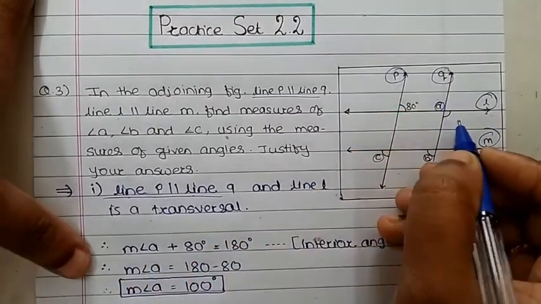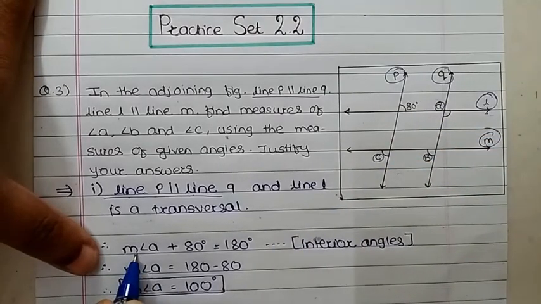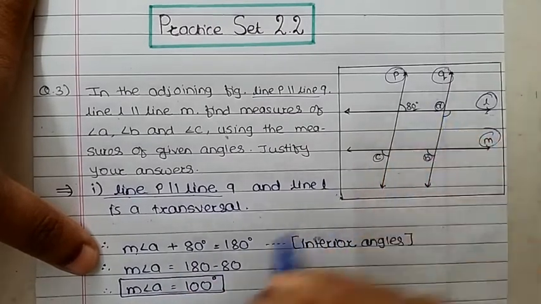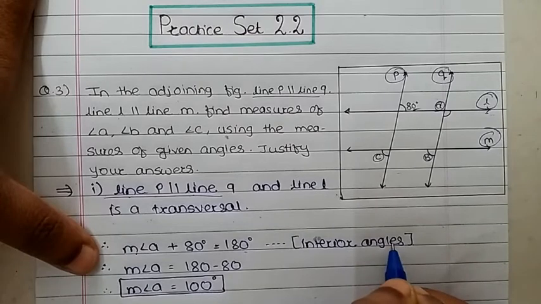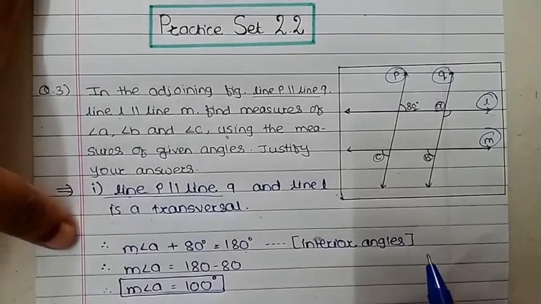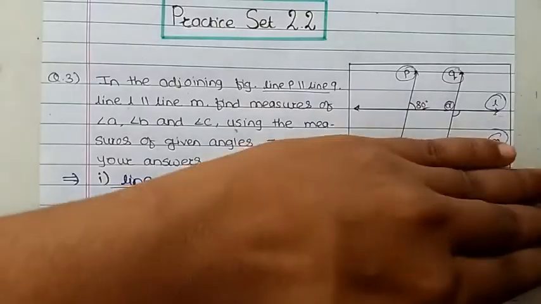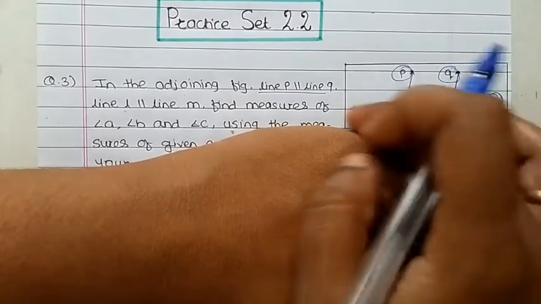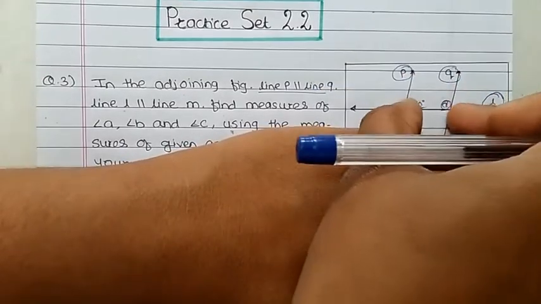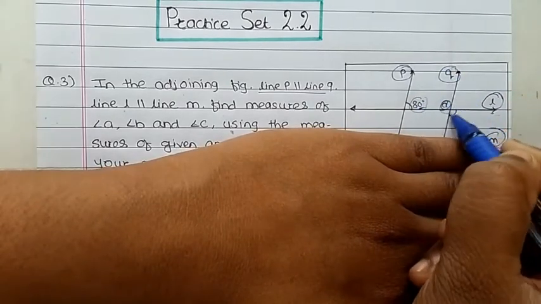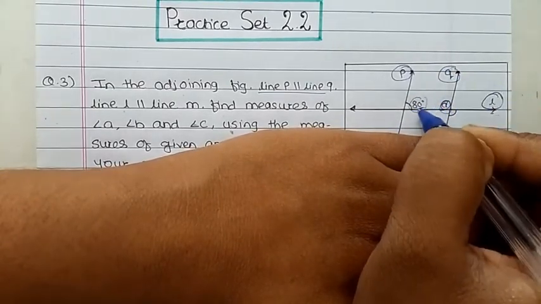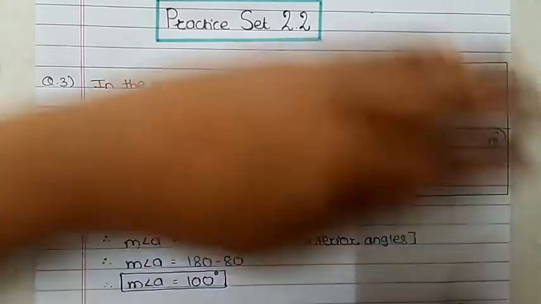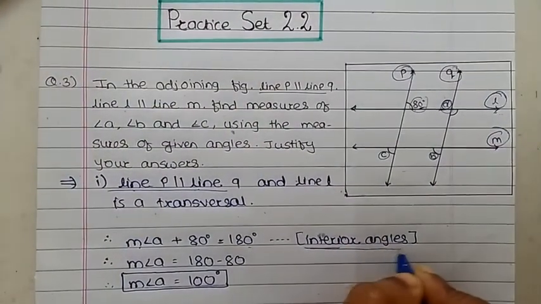Then we know that angle A plus this angle, 80, is equal to 180. Why? Because they are interior angles. When we consider this diagram only, this is one parallel line and this is another, and this is the transversal. When we turn this figure, these are interior angles, this 80 and A. So if we add these two, it is equal to 180. This is the property of interior angles. We discussed this property in earlier videos.